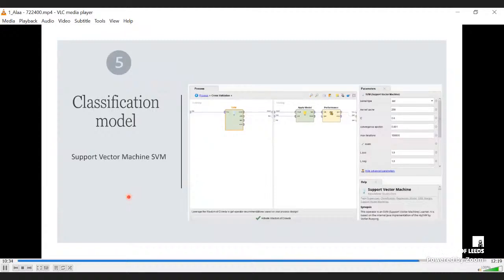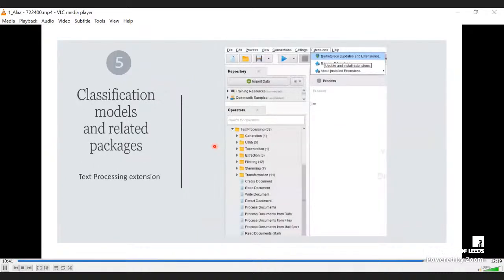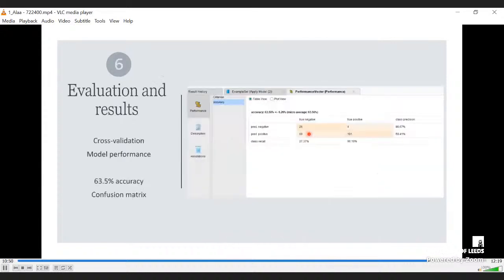The classification module similarly here applies support vector machine. And for the related packages, you could have more models from the text processing extension. For the evaluation part, the cross-validation process has been applied, and to measure the performance, we have here the accuracy, which is 63%, and we will also have all the information for the coefficient matrix.